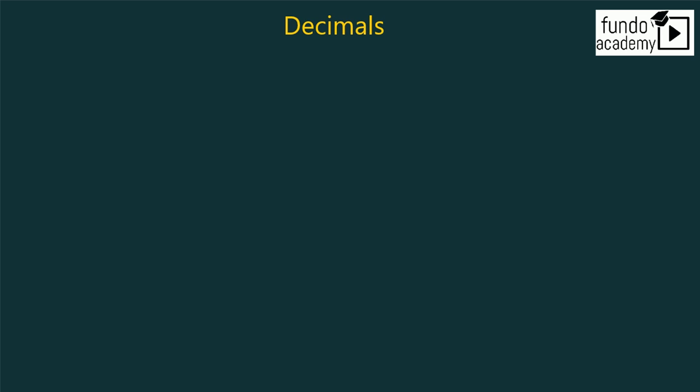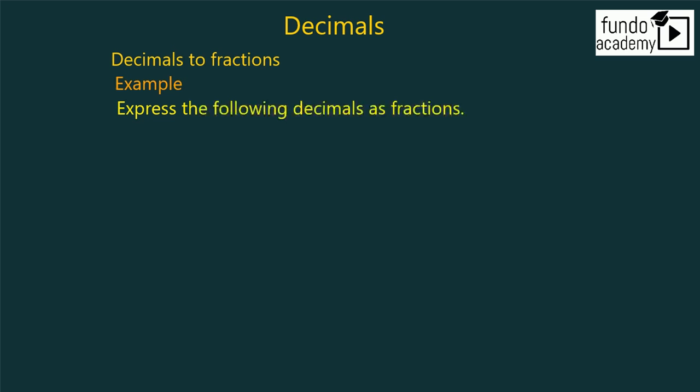Now we are going on to how we can convert decimals to fractions, and we have an example just to illustrate how we do that. In our example, required is for us to express the following decimals as fractions. On part A we've got 0.78, on part B we've got 0.125, and on part C we've got 13.35.